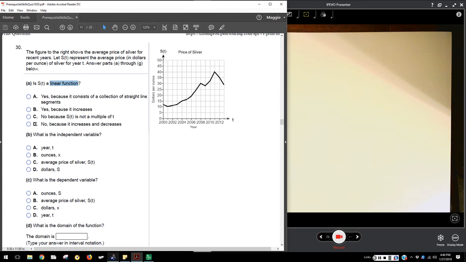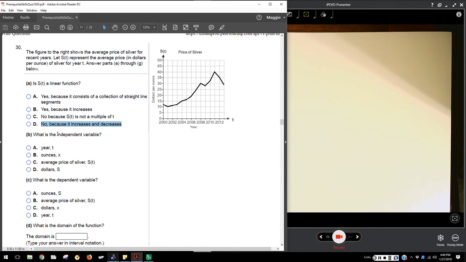The slope of a linear function never changes. The slope of this function changes. It goes from being negative to positive, to a little more positive, positive, positive, more positive, stronger positive, negative, positive, positive, negative, negative. So it increases and it decreases. Therefore, it is not a linear function because it doesn't either constantly increase or constantly decrease.